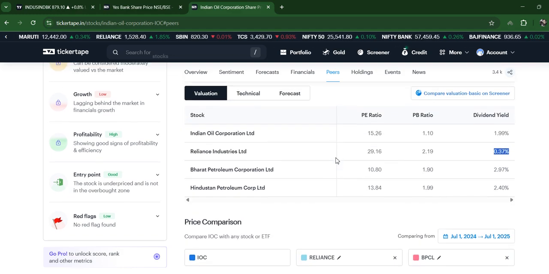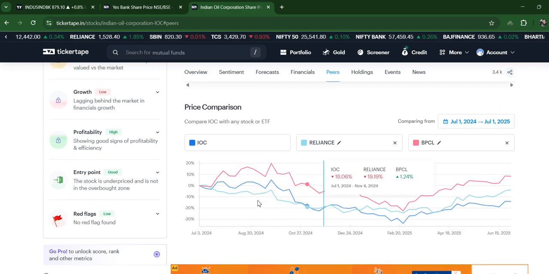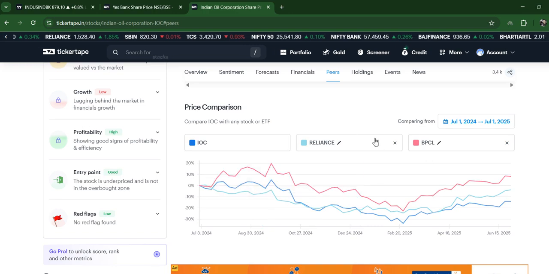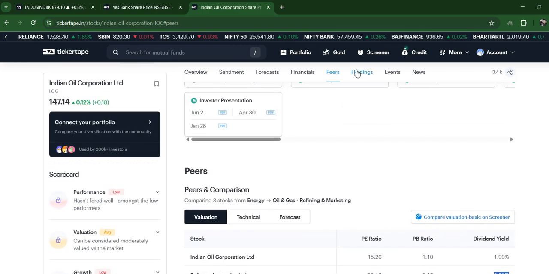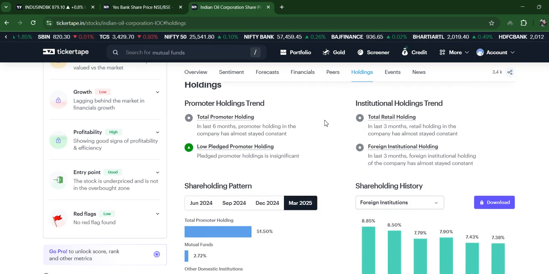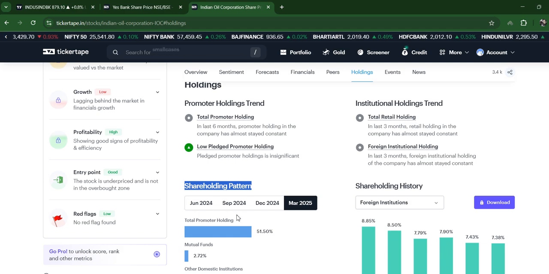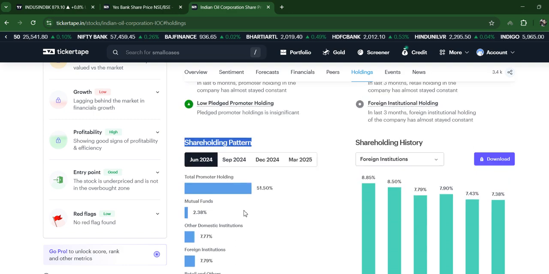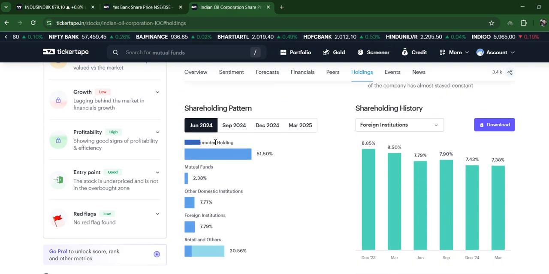So this gives a graph-wise analysis of the company. The second tab is holdings. This is something I would like you to pay the most attention to. It shows the shareholding patterns every 3 months. So if we check the month of June 2024, what was the promoters' holding? I hope you know who the promoters are. Promoters are the people who made the initial investments in the company, and they are the owners.